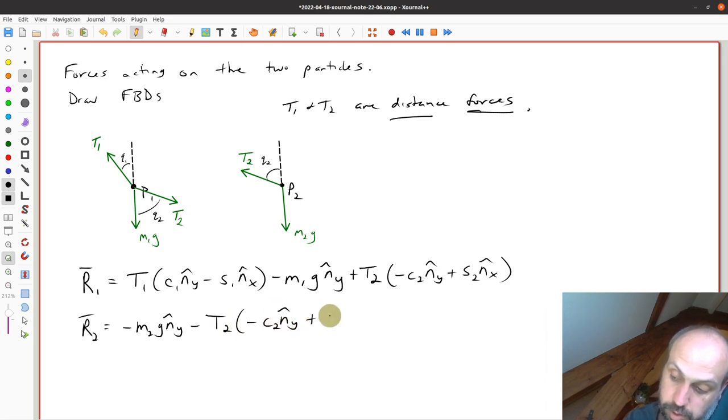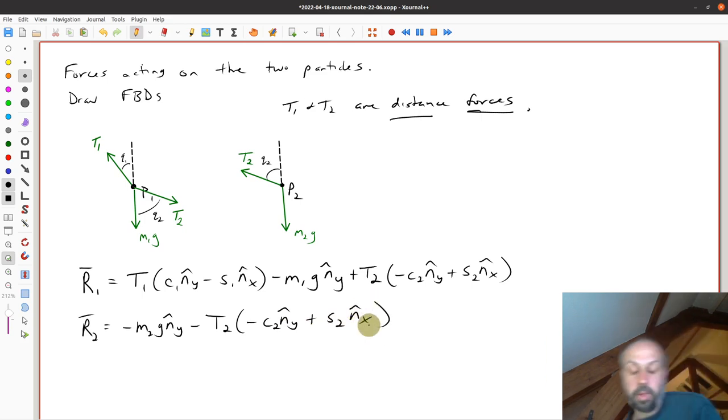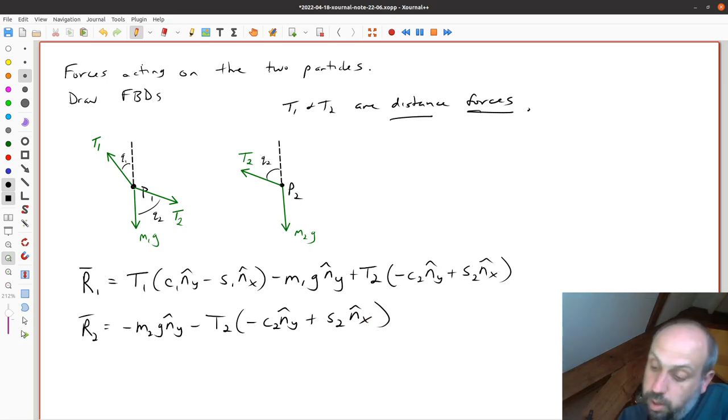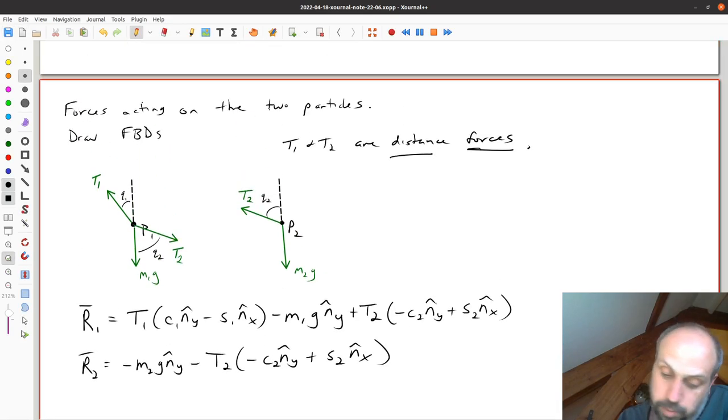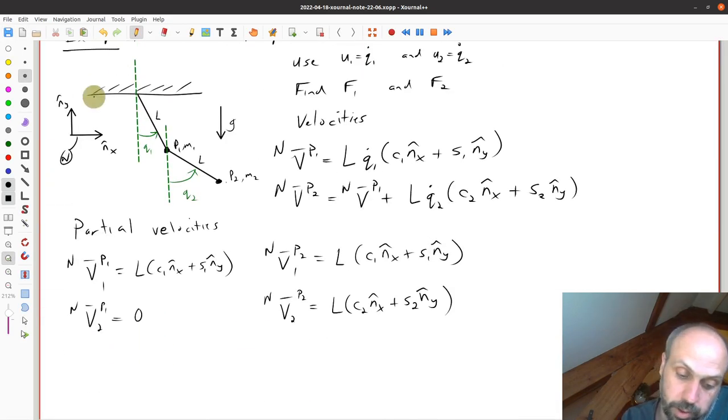That should look like that. So we've written out our resultant vectors. We've got our partial velocities. We should now be able to figure out the generalized active forces. So let me bring the partial velocities in view.